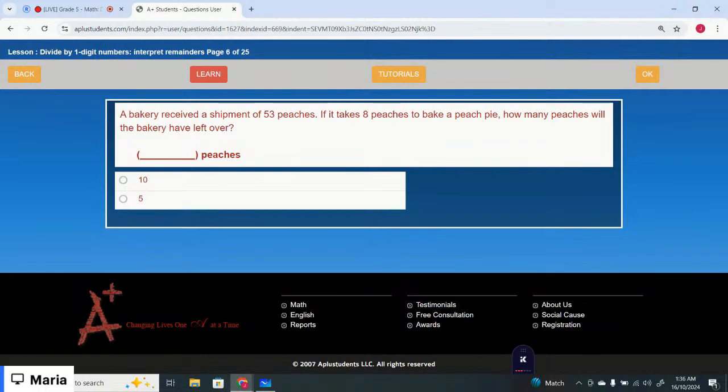The correct option is, you have to divide 53 by 8. That's the one we did in the tutorial, right? So, which is the correct option? The correct option is 5. Option number 2 is the correct option because you can go for 8 times 6 is 48, right? And 53 take away 48 is 5. The correct option is option number 2, that is 5.